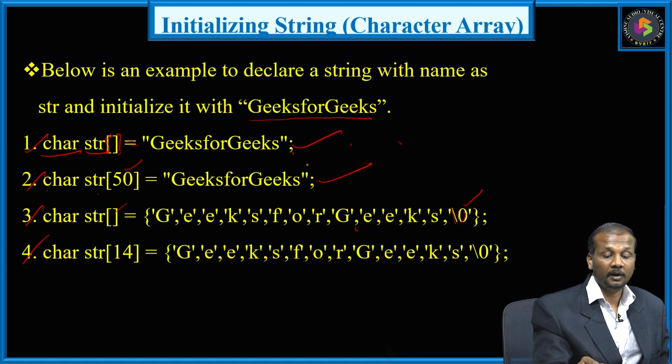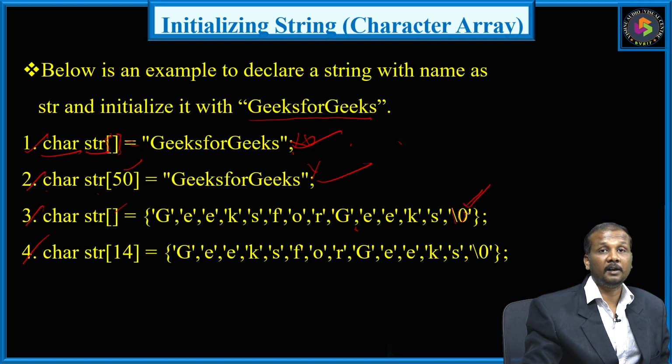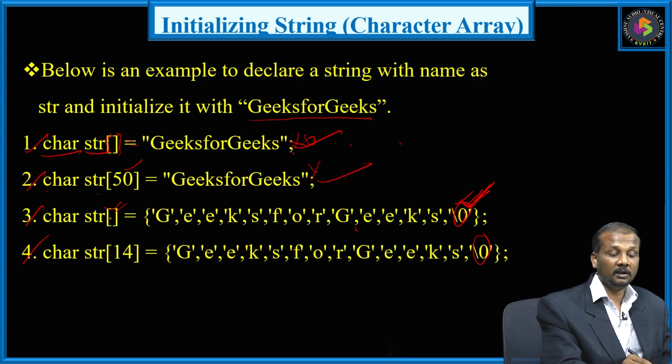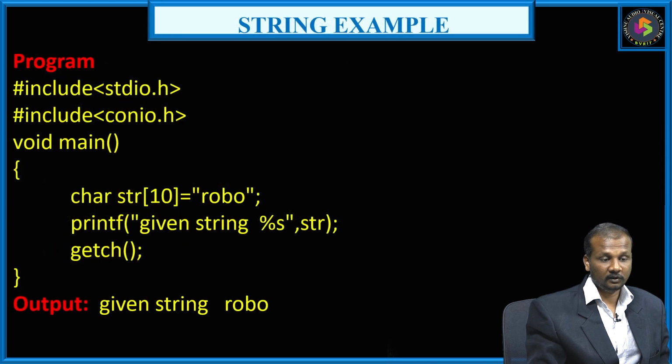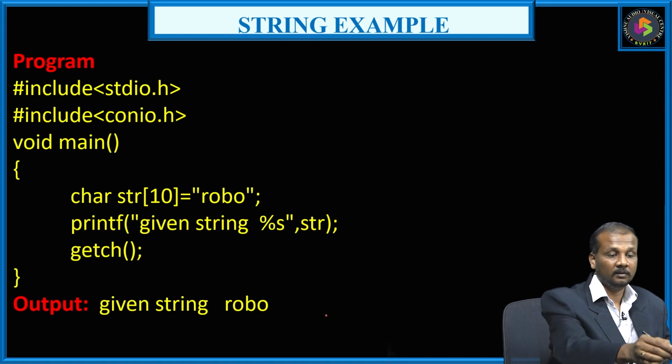Here the null character is not required. Here also it is the same, not required. Here it is compulsory to mention the null character, because you declare individual characters, so you must specify the null character. For these two, mentioning the size or not is the viewer's wish. This is the example of a character array. This is called initialization.